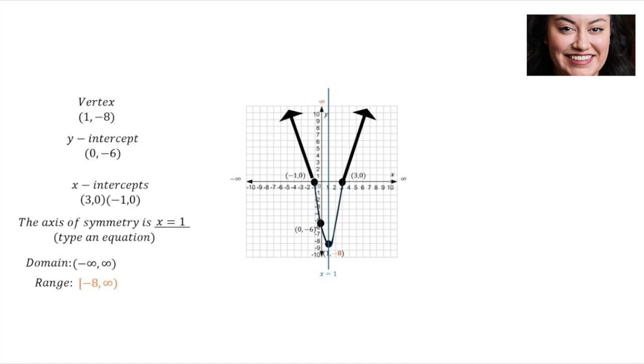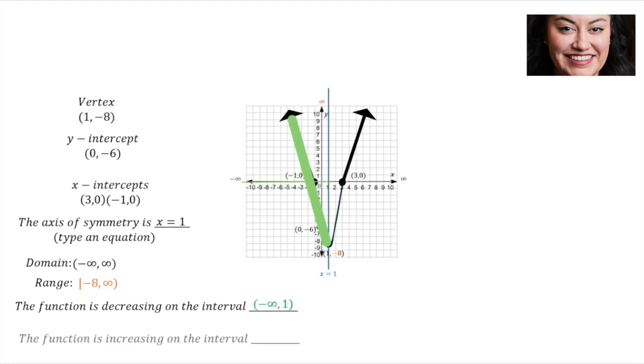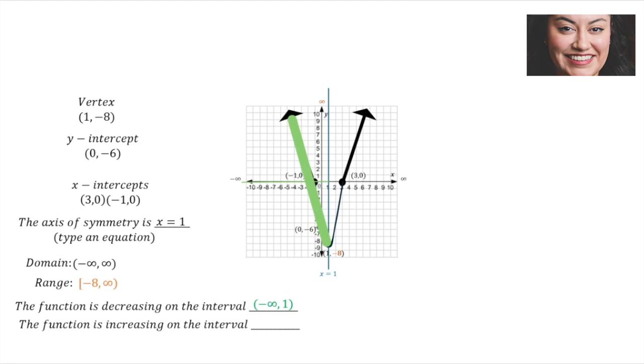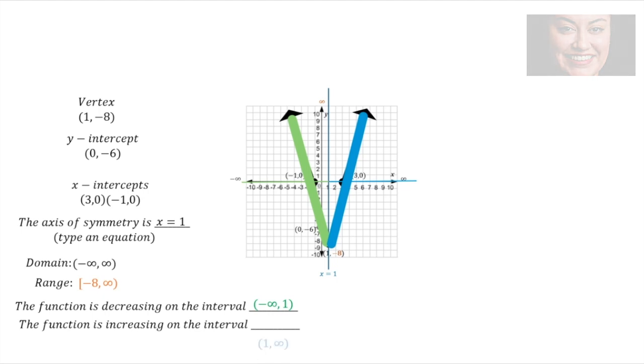If we are asked, our function is decreasing on an interval, well, our function is decreasing on this side. It's from negative infinity until our x value of our vertex, which is 1. So our function is decreasing from negative infinity until 1. The function is increasing on the opposite interval, which is from our x value of our vertex, which is 1, until positive infinity.